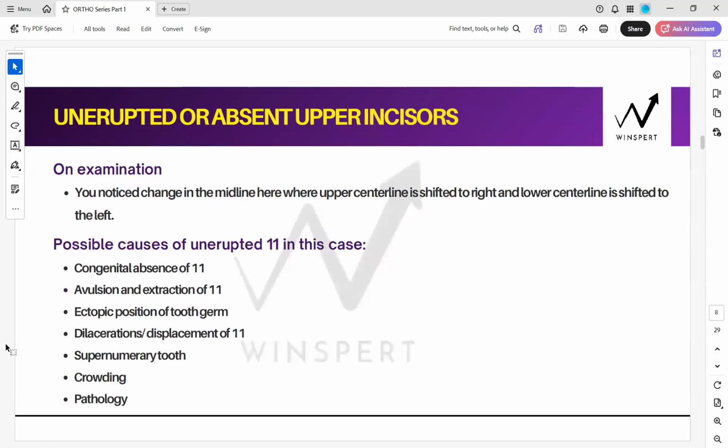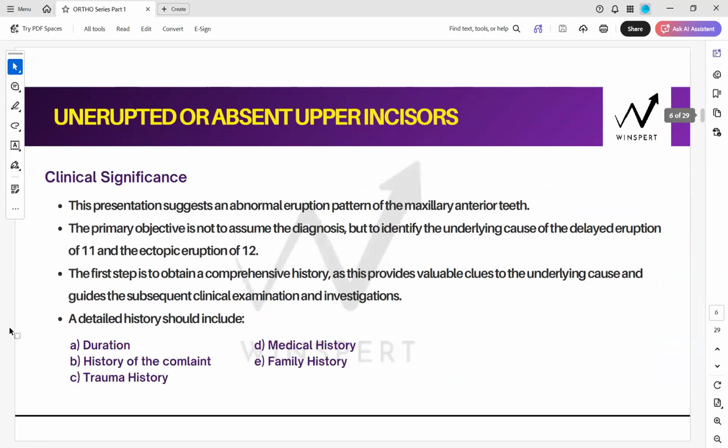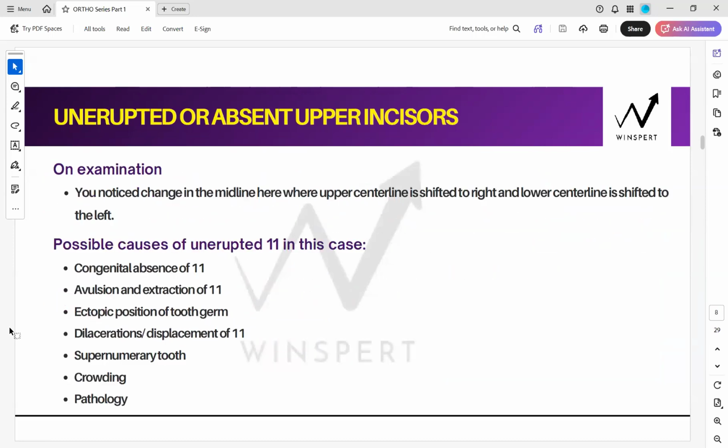Now you notice that there is also a change in the midline here: the upper center line is shifted to the right and the lower center line is shifted to the left. Let's also look here. The midline is shifted towards the right, and the lower is not visible here, but the lower was also shifted towards the left. So there's a midline shift.